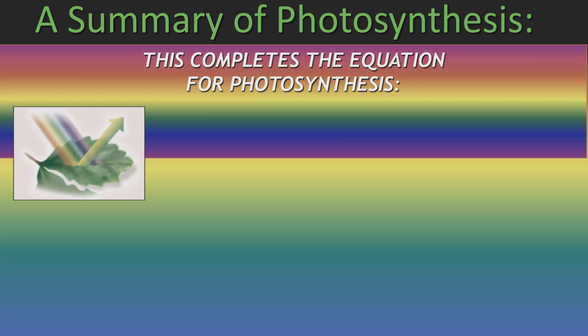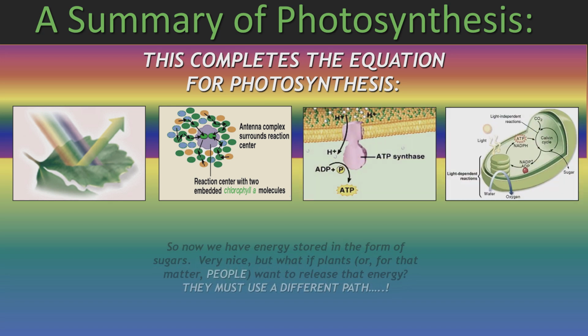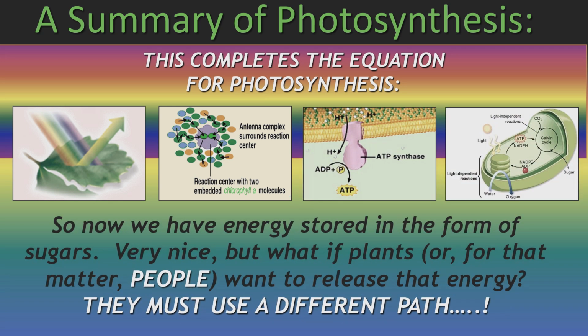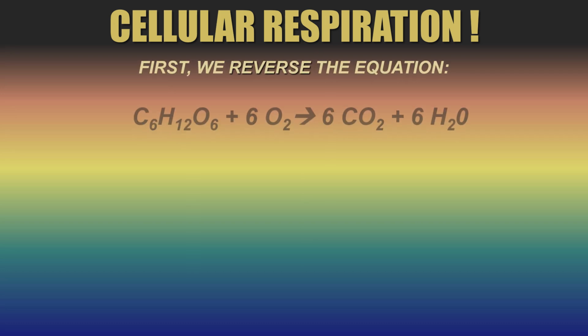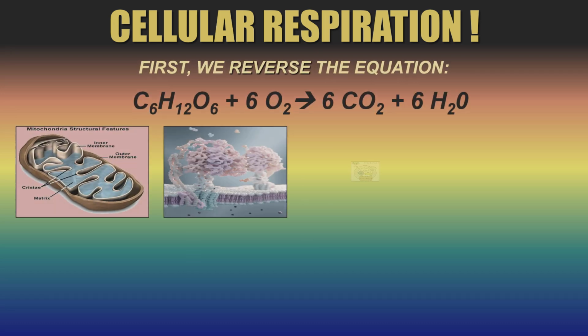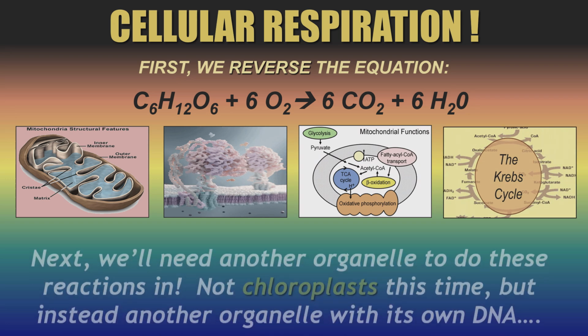So now we have energy stored in the form of sugars. Well, this is very nice, but what if plants, or for that matter, people, want to release that energy? They must use a different path called cellular respiration. Our first step is we reverse the equation. The sugar and the oxygen that were the product of the original equation, they're now the reactants, and the carbon dioxide and the water's on the other side.